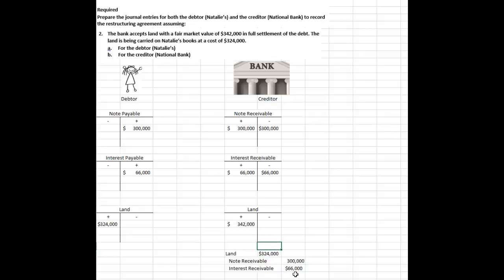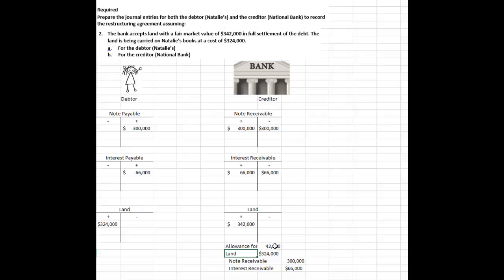So when we record the difference, debits have to equal credits, right? So we're 366 over here and 324. So if I do the math right, that means we're $42,000 shy of what we're owed, and that again goes to this allowance for doubtful accounts.